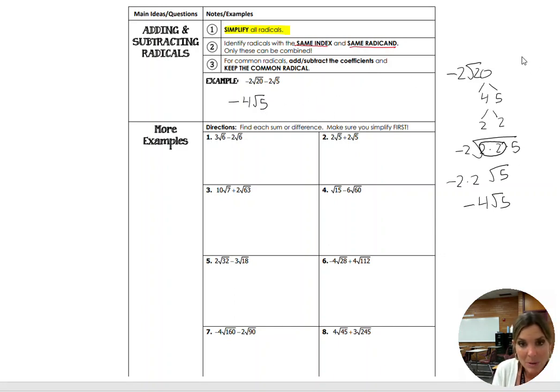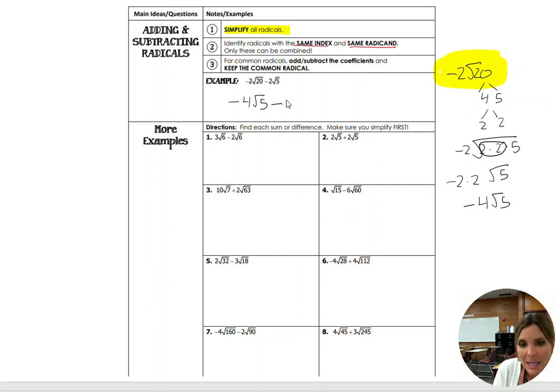Now, remember that you can also simplify the radicals using your calculator. So if you put this in, and I want you to try this, put this in your calculator just like it is. So if you put in the negative sign and then 2 root 20, you'll see that you do get negative 4 root 5 as the simplified radical.